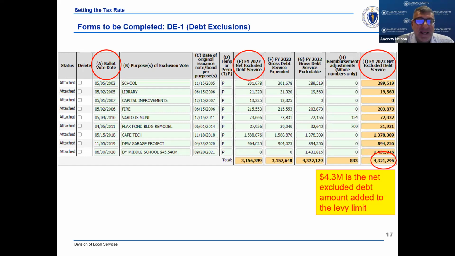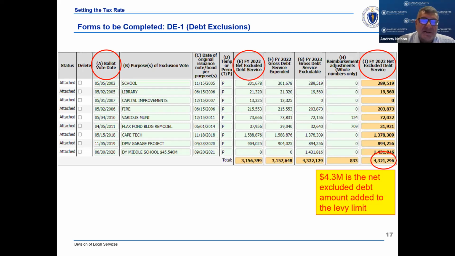B is pretty self-explanatory. It's the purpose of the project, a school, a library, a police station, what have you. Column C is the date of the original borrowing. So if you started with bans, it would be the first ban date that would go in here. If you started right with bonds, bans are temporary debt, bonds are permanent debt. If you started right with bonds, as many people did in the past rate environment when the interest rates were very low, then that date would go on here. If you do subsequent borrowings, you still keep the original date in here. Column D is whether the debt is permanent or temporary. As I said, a ban is temporary, a bond is permanent.